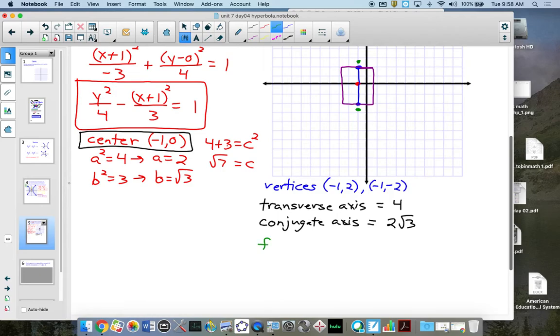So our foci are going to be, well, it's -1, comma, and then it went up the square root of 7. And then the other one was -1, and then we went down the square root of 7. If you want to write that as one answer and just say -1, comma, plus or minus root 7, that's fine. Same for the vertices, -1, comma, plus or minus 2. Usually it doesn't work out that way, but in this case it did because we were on the x-axis. Okay, so now we need the equations of the asymptotes.